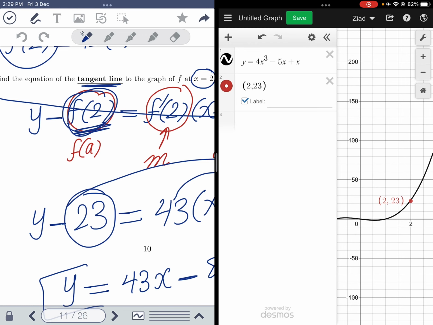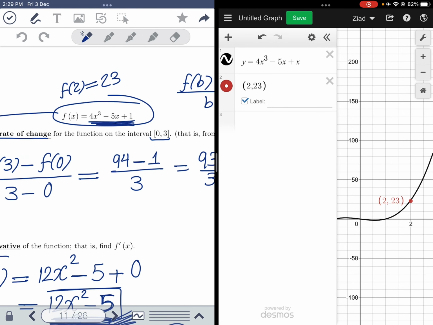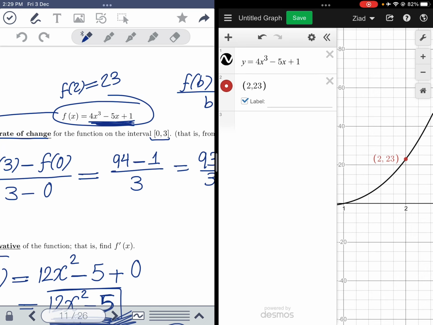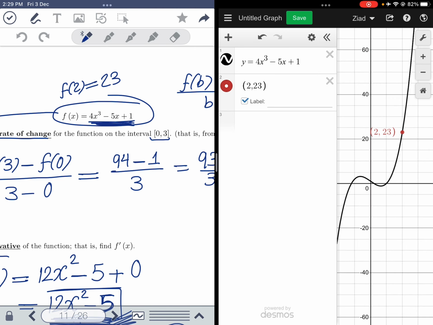Oh, it's not on the graph. So 4x cubed minus 5x, plus 1. Here it's plus 1. Yeah. And it is, yeah, on the graph. And it's the graph of a cubic function. It always looks like this, or it has just one turn, okay, or two turns. It's only one of these.